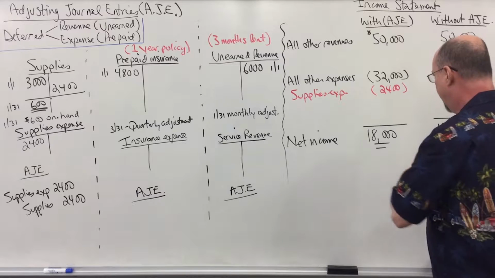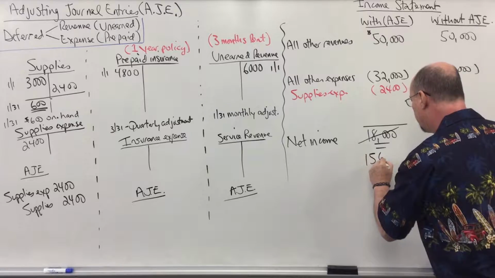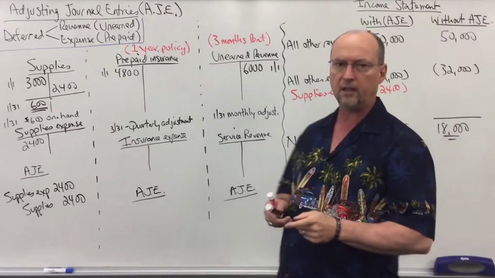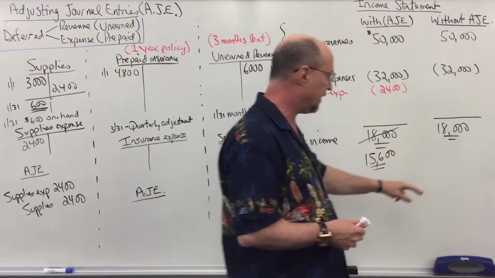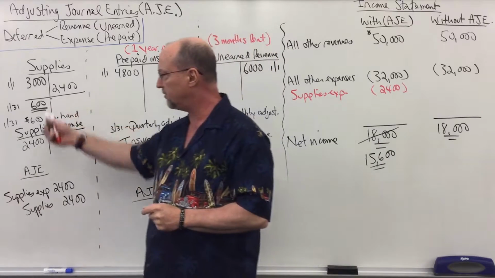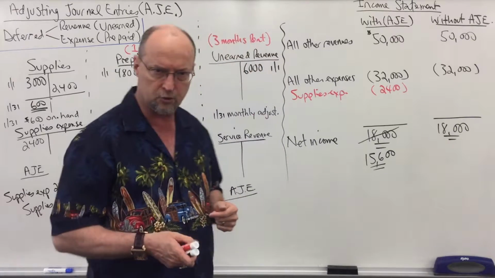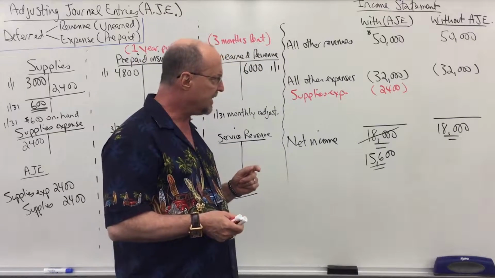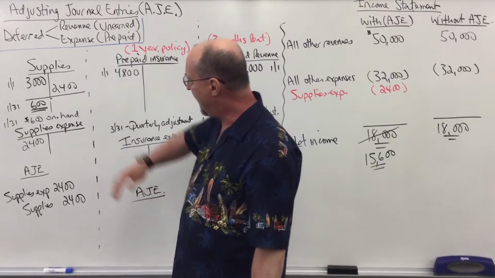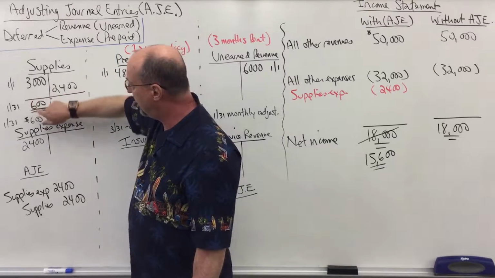So really, my net income is not $18,000, it's $15,600. If I did not record the adjusting entry, I'd think net income was $18,000, but it's not. It's really $15,600 because I only have $600 of supplies on hand. Now, I want you to try to follow along thought process-wise. If I did not record this adjusting journal entry, then I would think I have $3,000 of supplies, which is an asset. I don't, I have $600.